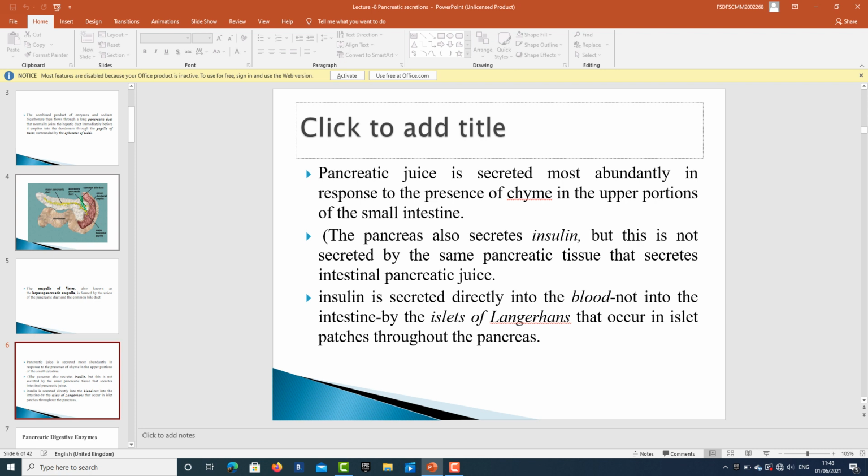Pancreatic juice is secreted most abundantly in response to the presence of chyme in the upper portions of the small intestine. The pancreas is secreting insulin as well, but this is not secreted by the same pancreatic tissue which is secreting the intestinal pancreatic juice. Insulin is secreted directly into the blood, not into the intestine, by the islets of Langerhans that occur in islet patches throughout the pancreas.